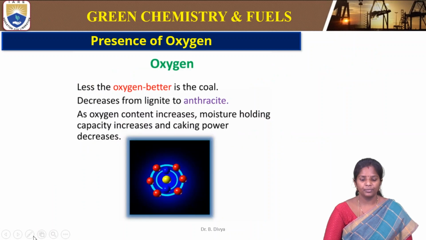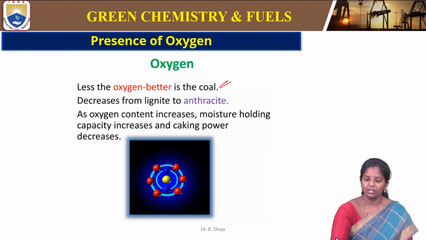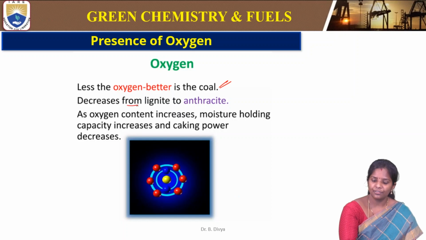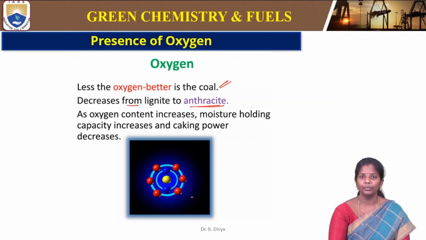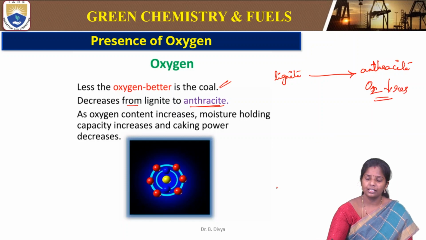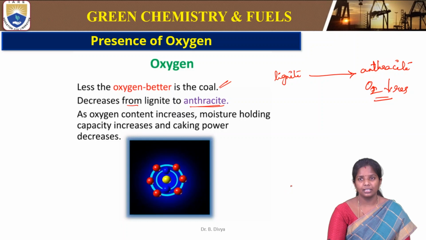Next is the oxygen. The less the oxygen, the better the coal. Why? Because if there is any oxygen present, it forms moisture, and if there is moisture, the combustion will go down. So the oxygen content should be very, very low. It decreases from lignite to anthracite. From the formation of lignite to anthracite, the oxygen content decreases. That is why anthracite is the highest ranked coal in the world reserves.